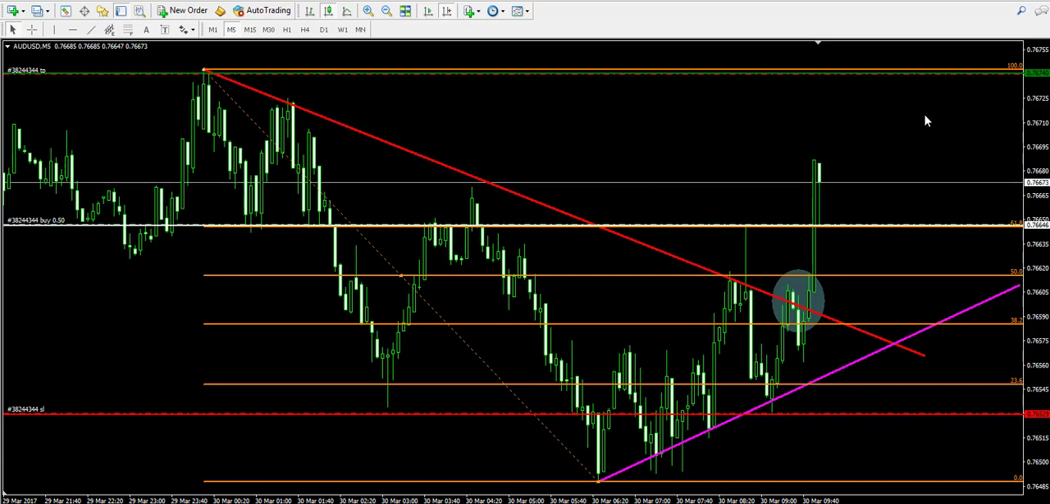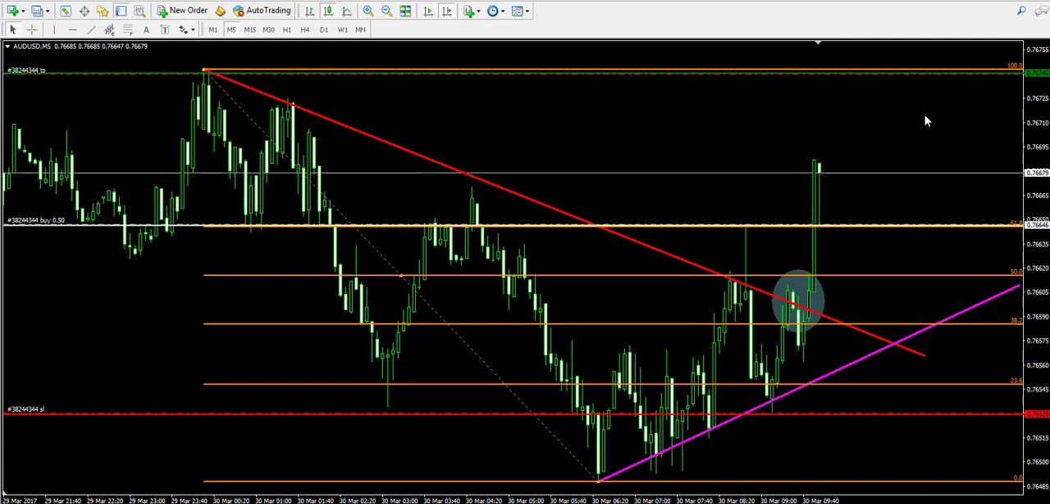My target is on something like 10 pips distance from my entry point. And now when I divide 10 pips, which is 0.001, by my entry price at 0.7664, I will get my percentage target from this trade.